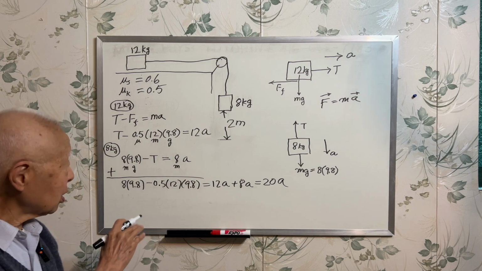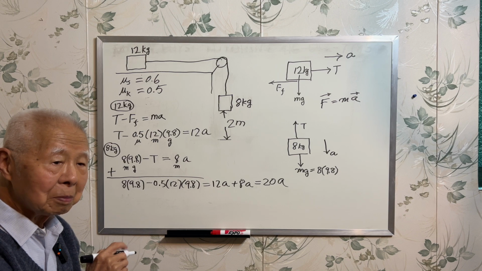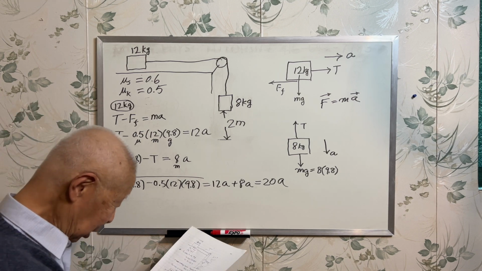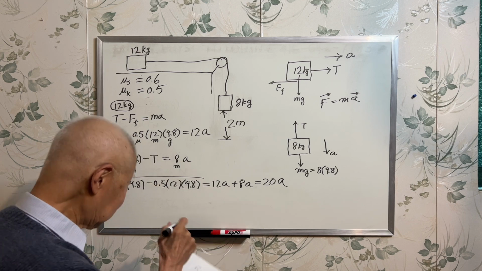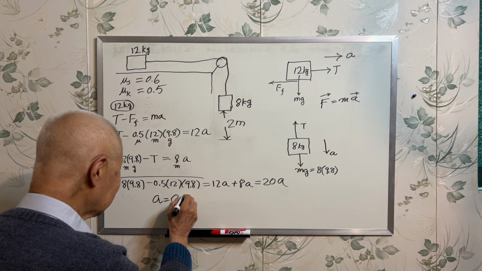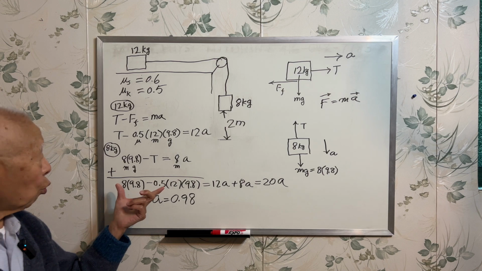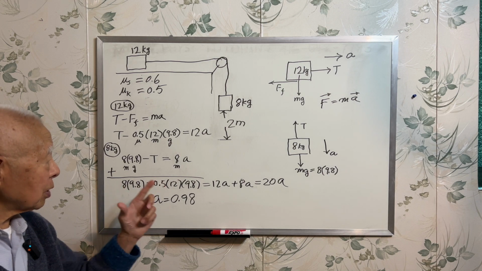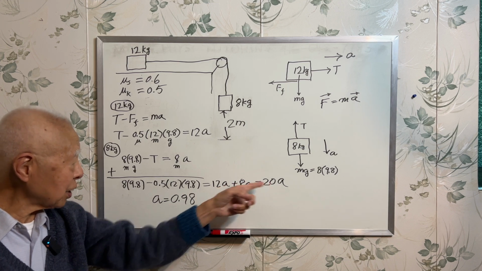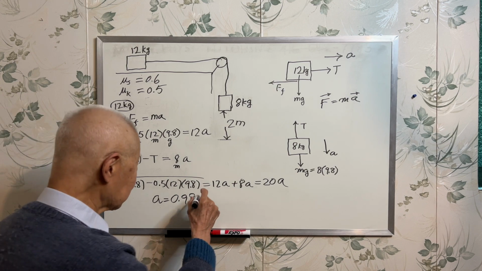Is it all right if I do not write those numbers, just find a? Should be all right, right? Okay, so a is 0.98. You work out the left-hand side, divide the left-hand side by 20, you get a, and the result is this. And the unit is meter per second squared.